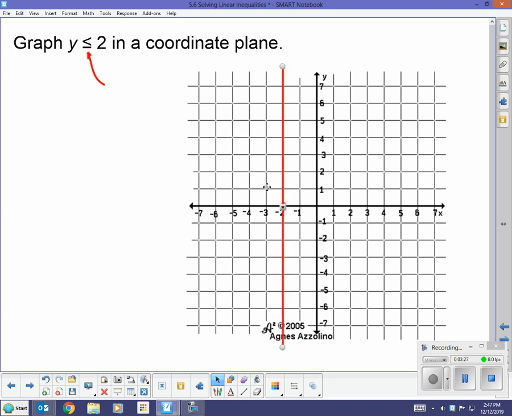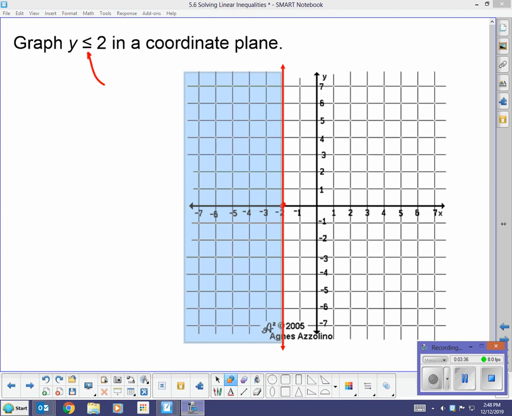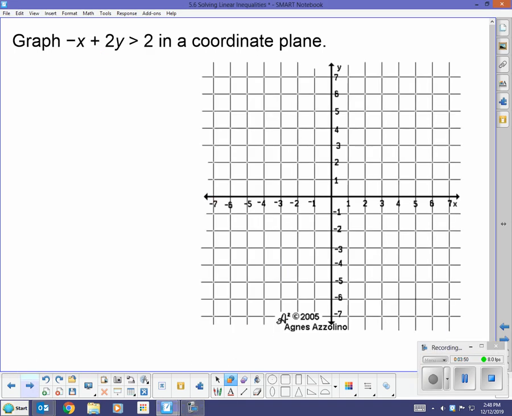I want to shade the area below the line. I want the area where the y values are all less than -2. And that'll look like this. We want this area shaded. When we do this by hand, we're going to use cross hatching. We'll just shade in lightly with a pencil. Okay, next example.